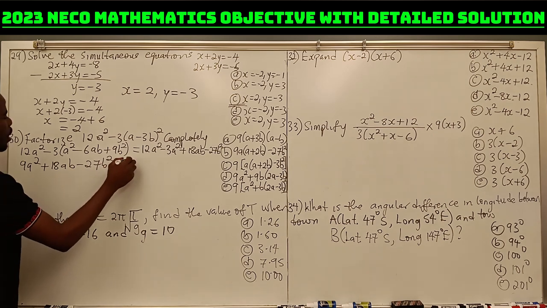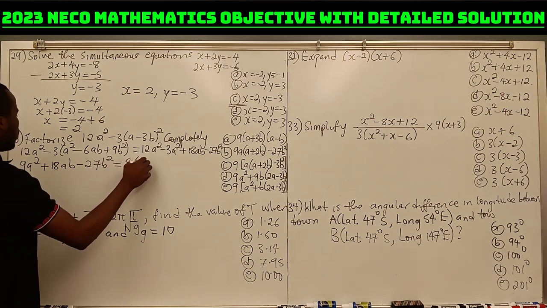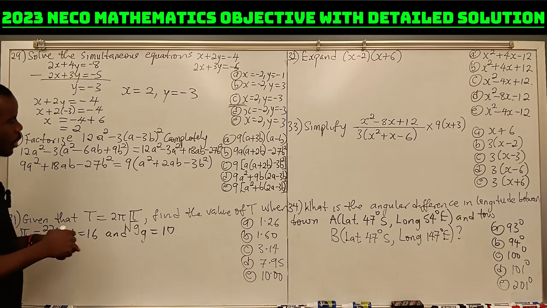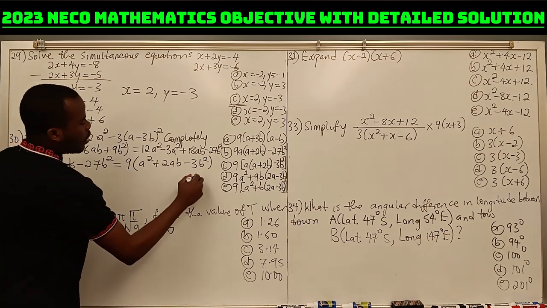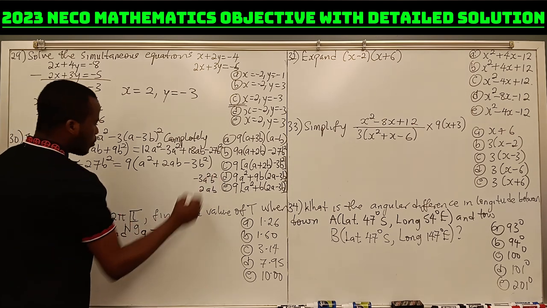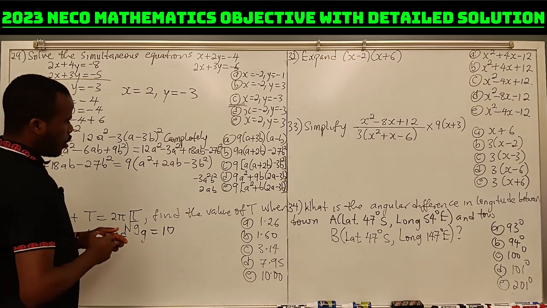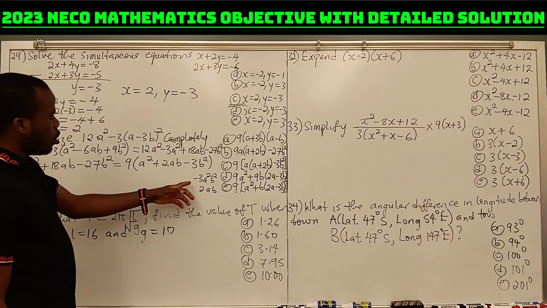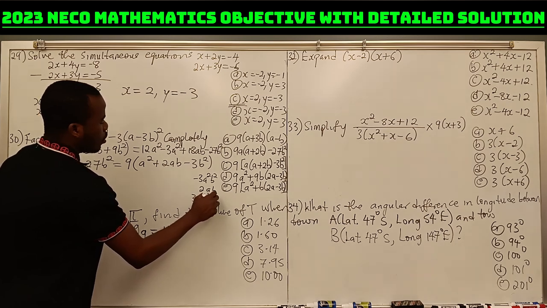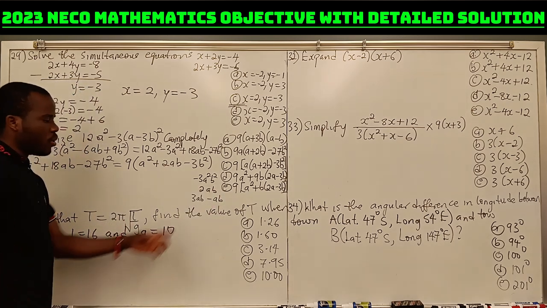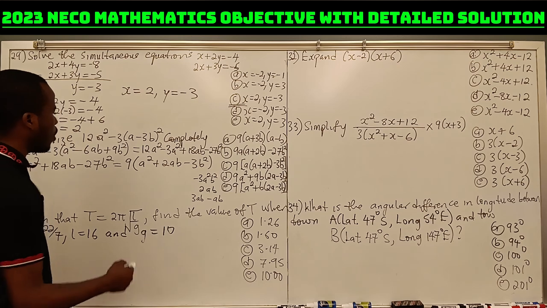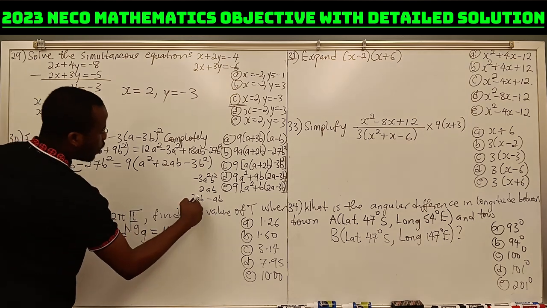9 is common, I can factorize, so 9 will be a squared plus 2ab minus 3b squared. We look for two numbers such that when we multiply them, we will have minus 3a squared b squared, and when we add them, we will have 2ab. So the two numbers will be plus 3ab and minus ab, because 3ab minus ab is 2ab, and this times this is minus 3a squared b squared.